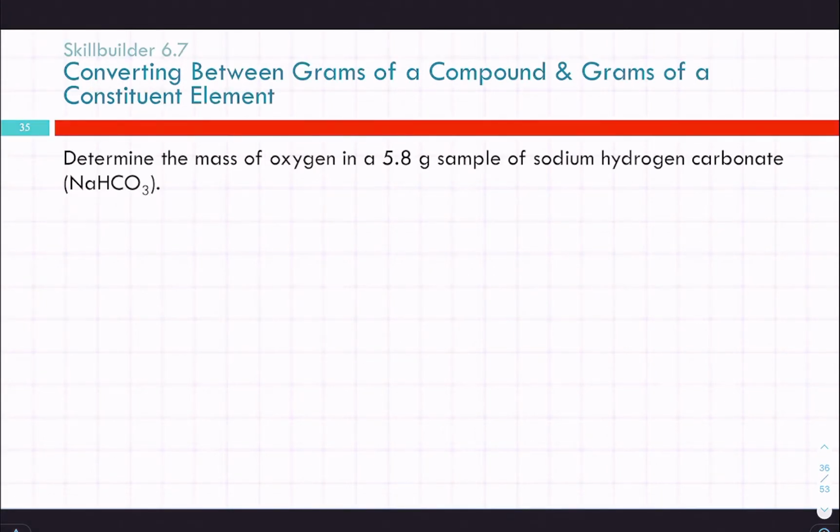Now we can determine the mass of oxygen in a 5.8 gram sample of sodium hydrogen carbonate, and we're given the formula here. We're given the mass of the sodium hydrogen carbonate, 5.8 grams. This is one that was on the polyatomic ion, or nomenclature worksheet that we didn't do.